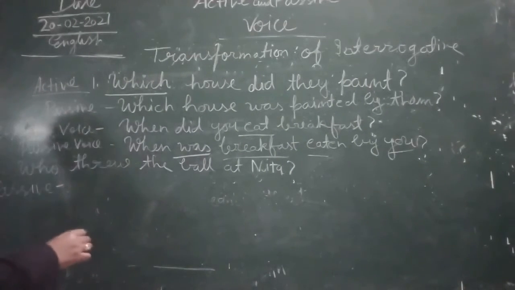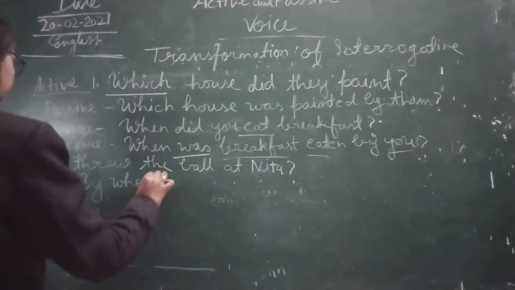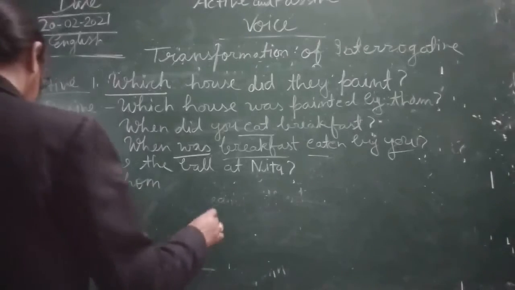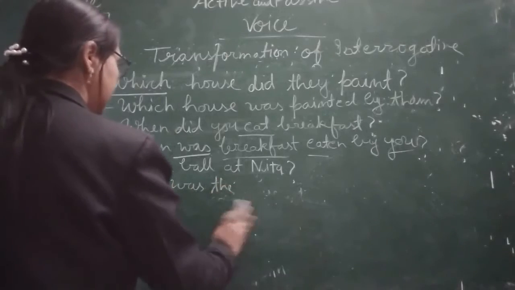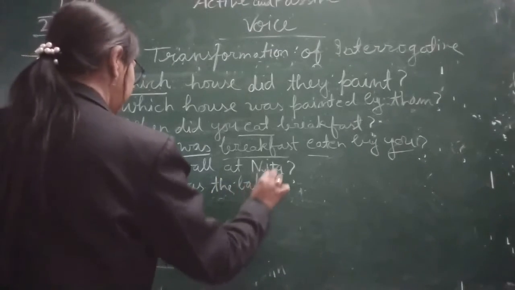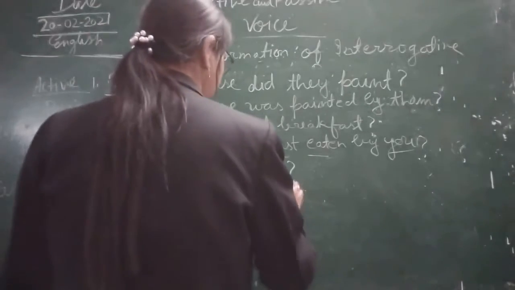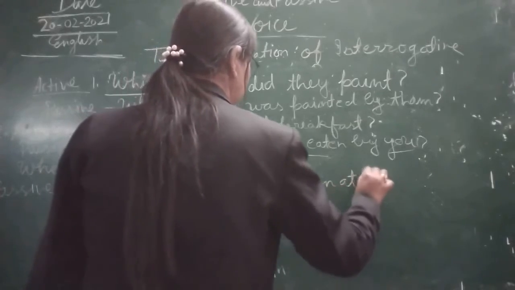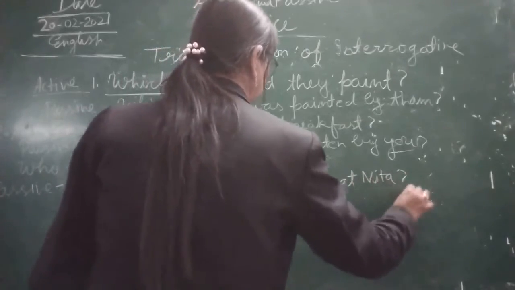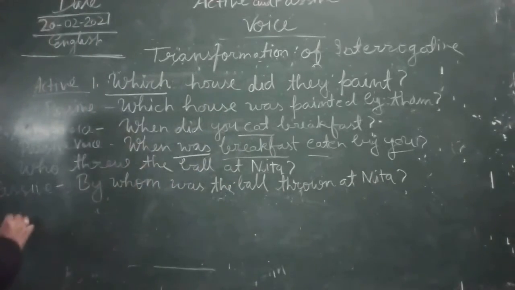So what we will write? By whom? By whom was the ball thrown at Neeta? Thrown at Neeta. Okay. By whom was the ball thrown at Neeta? Now next, active voice.